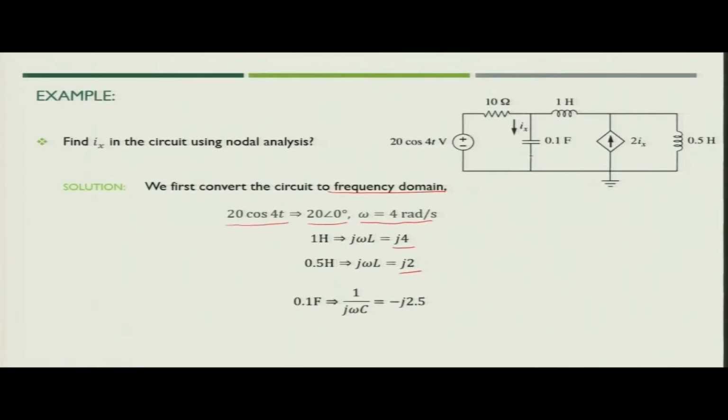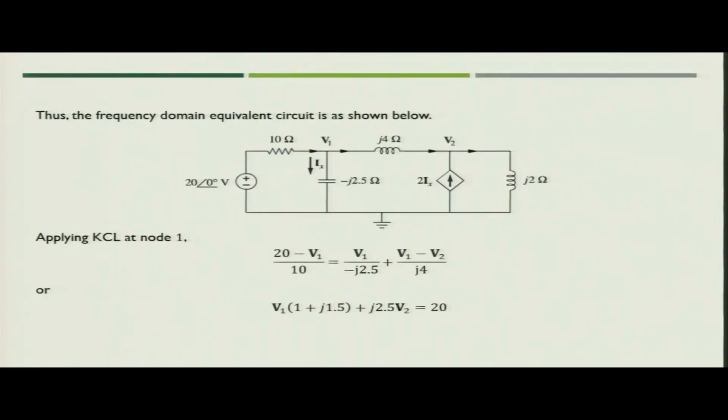For the capacitor, it is 0.1 farad. So, the value of the capacitor is 1 upon j omega C, where C is given as 0.1 farad. So, the value which we get in case of the capacitor is minus j 2.5. So, what we will do? We will convert this circuit from time domain into frequency domain.